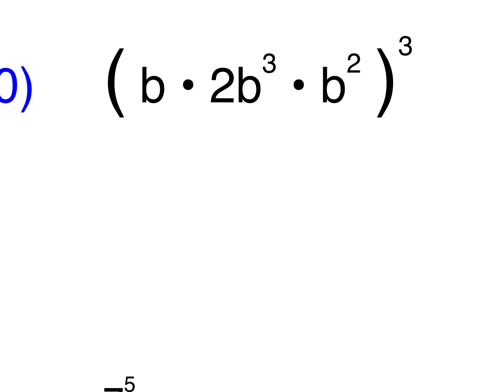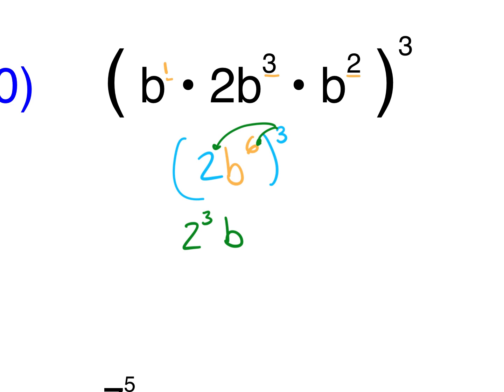Number 10. What should we do first? Combine the b's. What's the exponent on the first b? 1. So we have 1 plus 3 plus 2. So b to the 6th power. What else do we have? 2. And then it is all to the 3rd power. What would we do next? Distribute. So we distribute our exponents. We have 2 to the 3rd power and b to the 6th power.